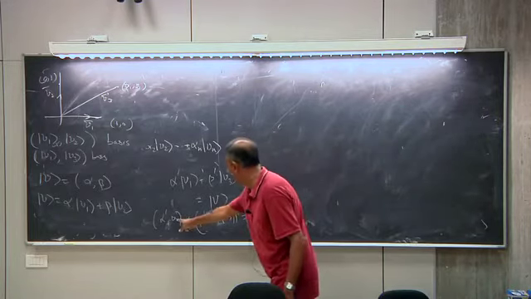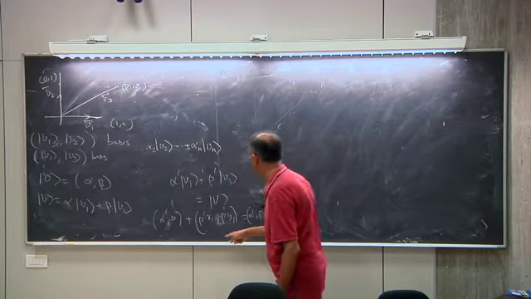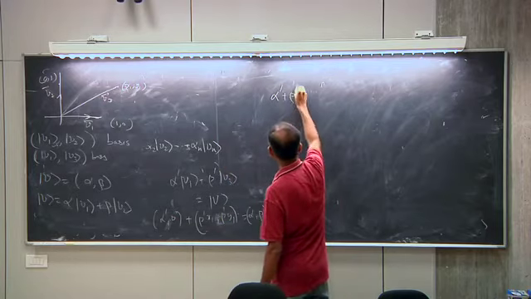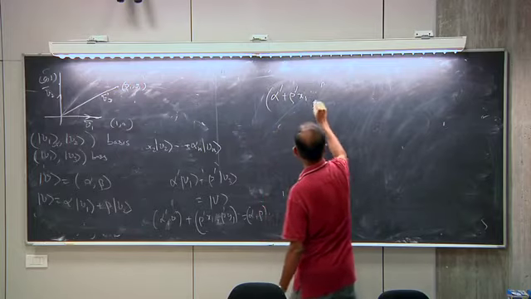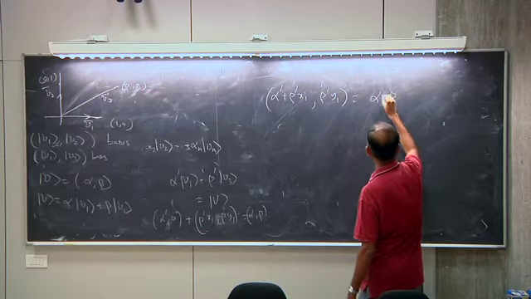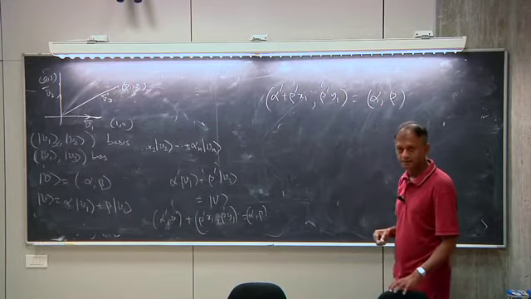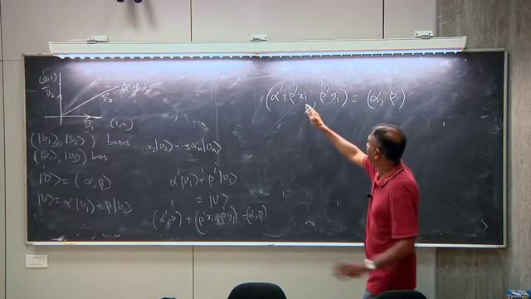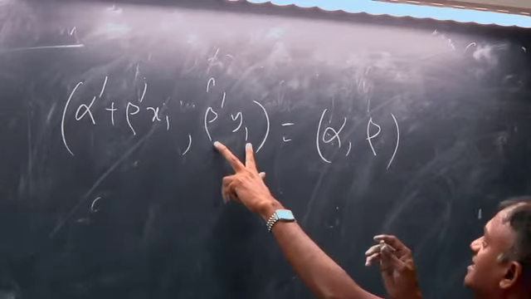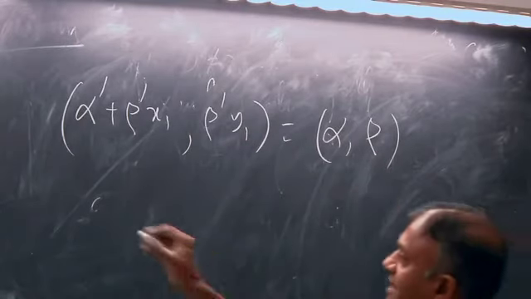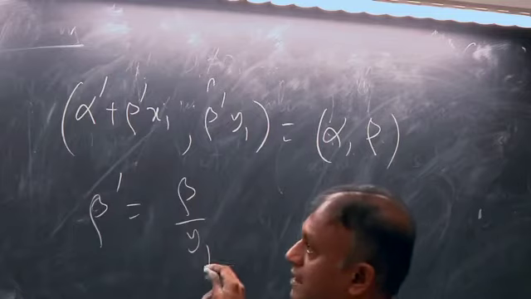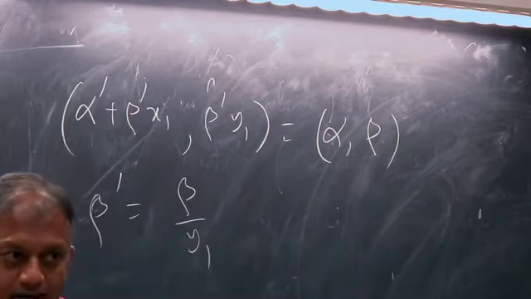So let's solve this. If I add these two up, you find alpha prime plus beta prime x1, comma, beta prime y1, that is equal to alpha, beta. So each component must be equal. You have this vector equality. In particular, this must be equal to that. So that tells me that beta prime is equal to beta divided by y1. Remember, y1 is not 0, so I can divide.